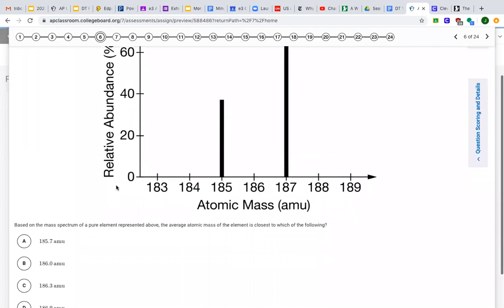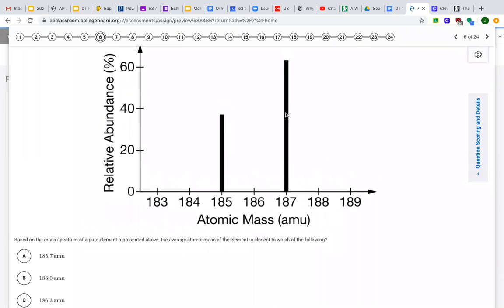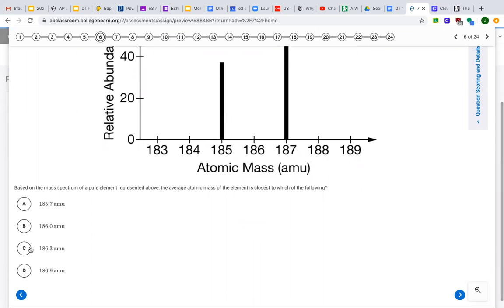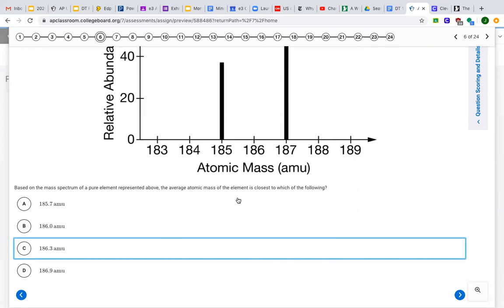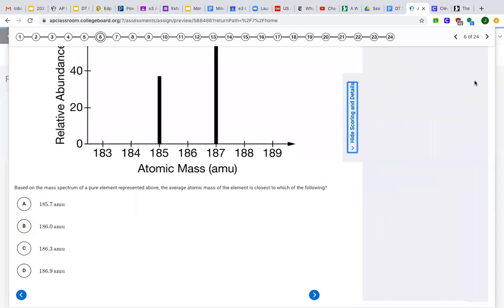All right, so the average mass here, right? You've got a little bit more 187 than you do 185. So is it going to be greater than or less than 186? Greater than, and just a little bit, right? So that puts you at 186.3. Any questions? No. Okay.